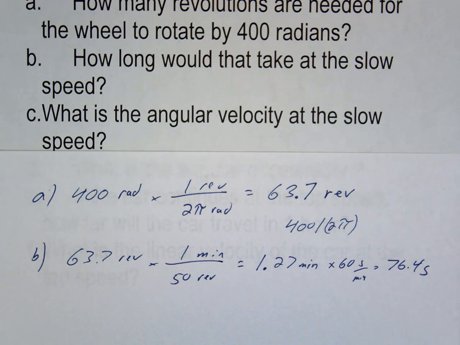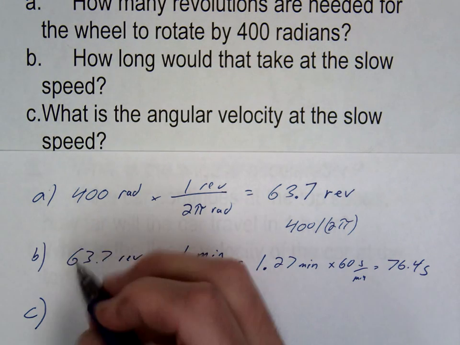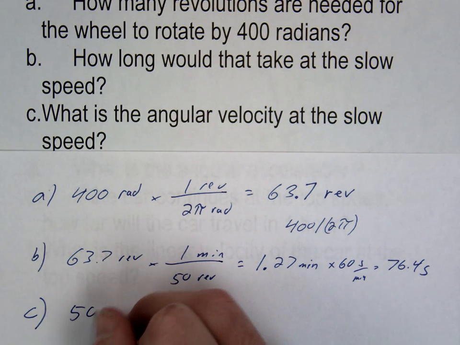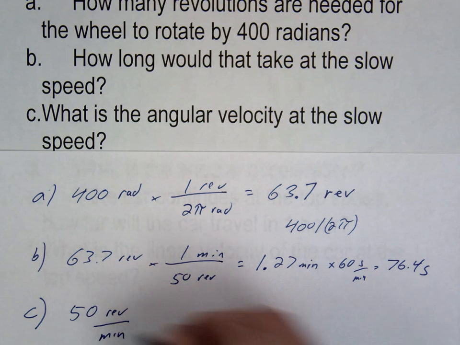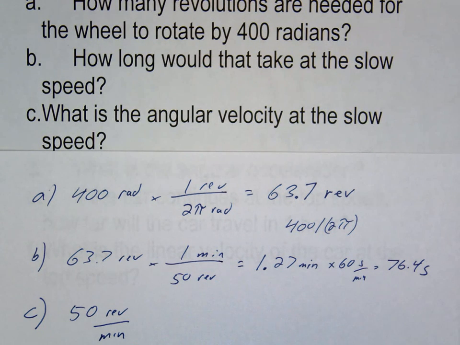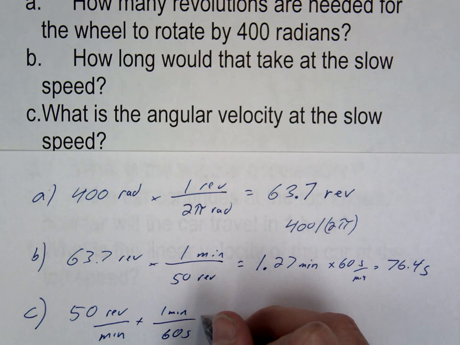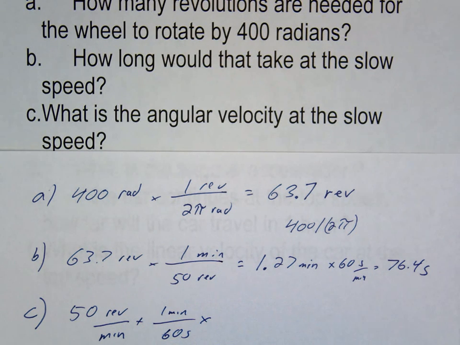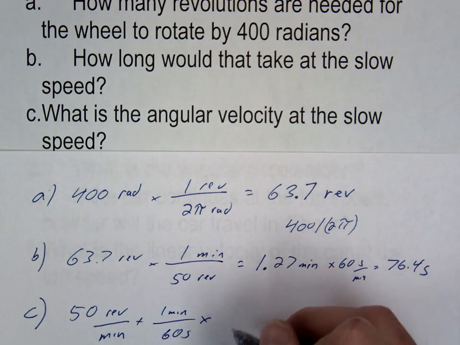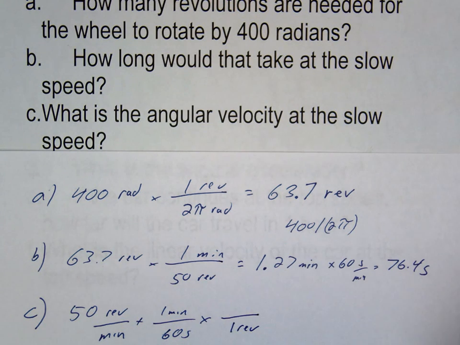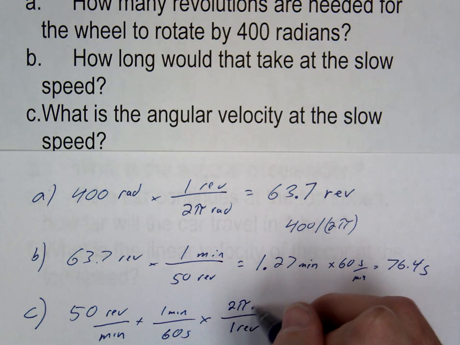Okay, letter C. What is the angular velocity at the slow speed? So this is a very common conversion that you're going to make over and over again. So you should get good at it. So 50 revs per minute. What's the conversion? Well, let's change it to seconds first. How do we change it to seconds? 1 minute is 60 seconds. And how do we change that to radians? 1 revolution is how many radians? 2 pi radians.